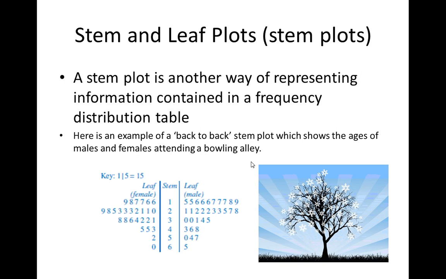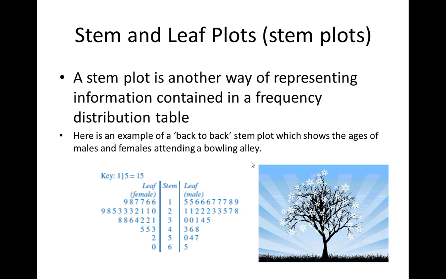Now stem and leaf plots, sometimes called stem plots, are another way that we can represent information that's contained in a frequency distribution table. And I'm going to start off by showing you what a possible stem and leaf plot could look like. Down here below on the left hand side is an example of what we call a back-to-back stem plot. And this particular stem plot shows the ages of males and females attending a bowling alley.